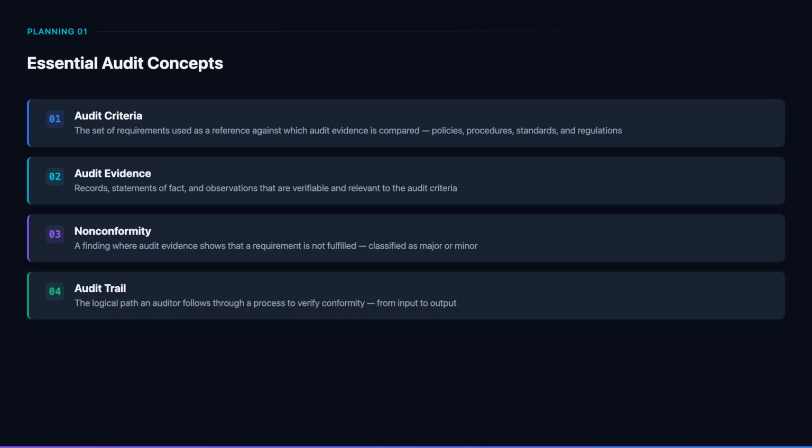An audit trail is the logical path you follow through a process to verify that it works as intended. You start with an input, trace it through the process steps, verify controls at each stage, and confirm the output meets requirements. Following audit trails is the most effective technique for discovering real issues.